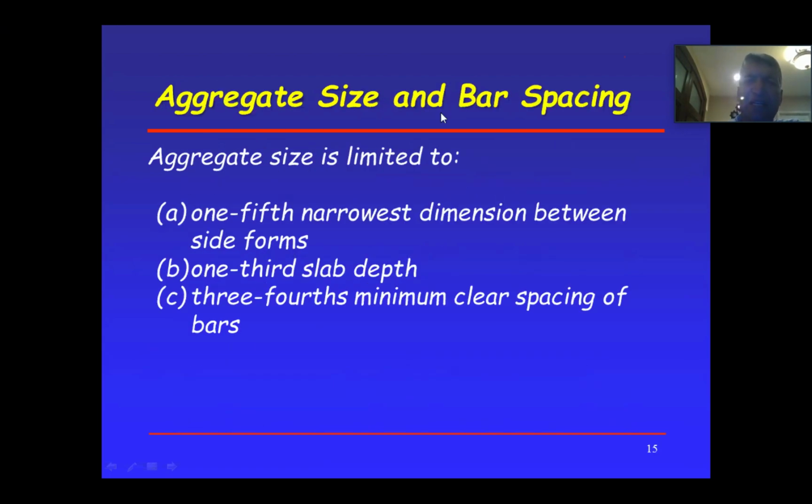Okay, aggregate size and bar spacing again. Aggregate size is limited to 1/5 of the narrowest dimension, 1/3 of the slab depth. Don't worry about those. This is code stuff. You can read them, but we don't worry about them too much. Again, the way we're going to design things is going to work by itself, no problem.